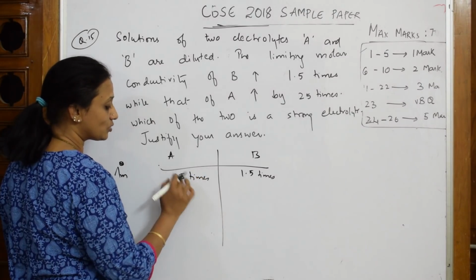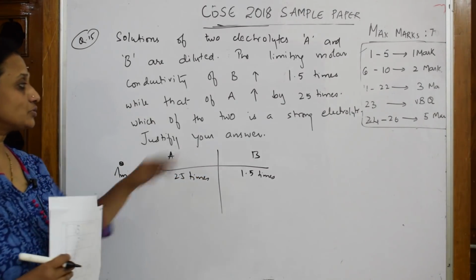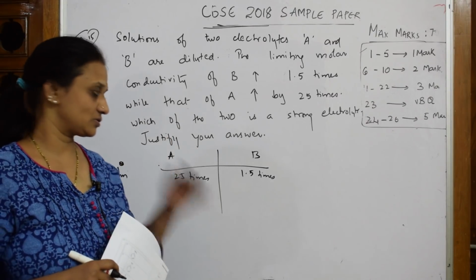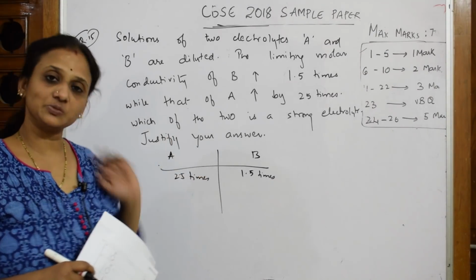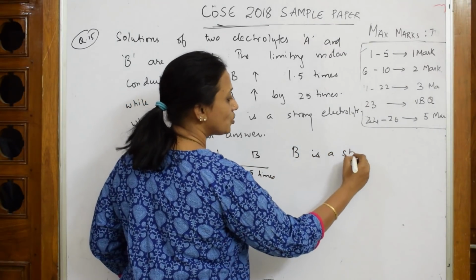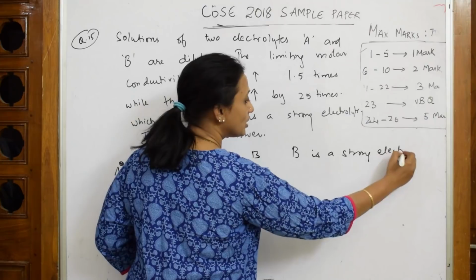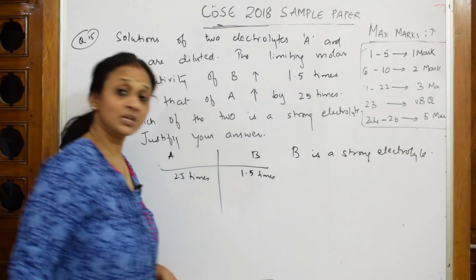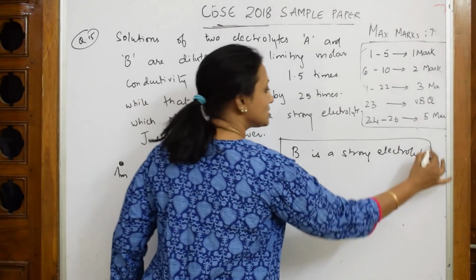Okay, what do they want us to know? They said which of the two is a strong electrolyte. Justify your answer. So if I say the strong electrolyte is B, let me write. So B is a strong electrolyte. Now ma'am, how did you judge that? I'll give you the reason. First, write this answer in this way and start judging.